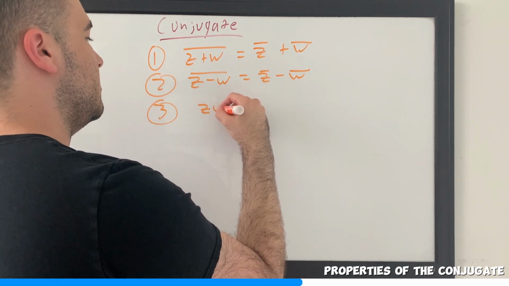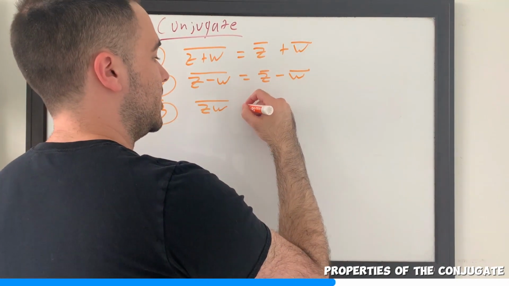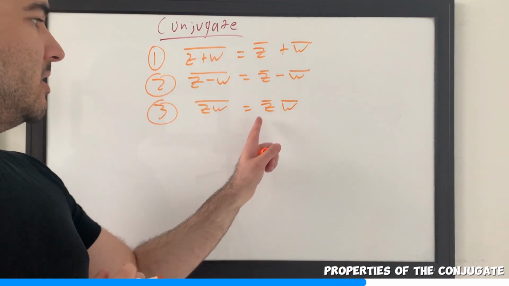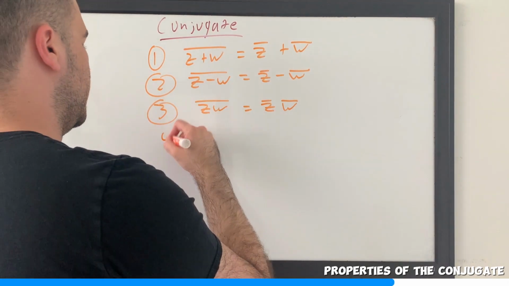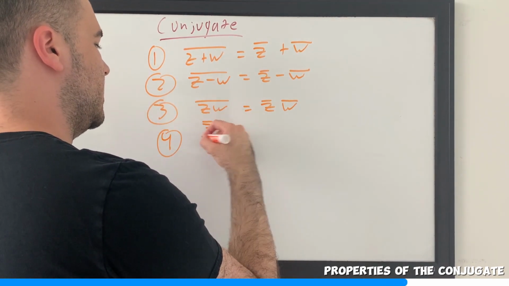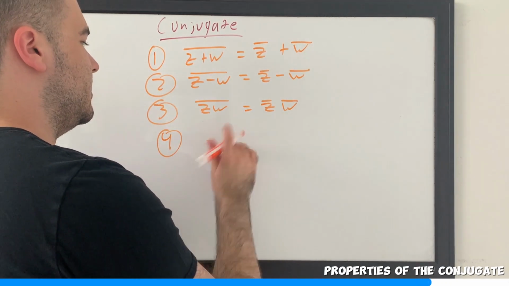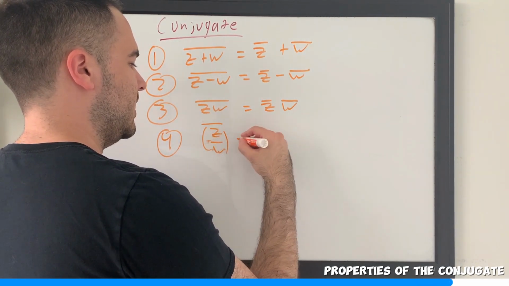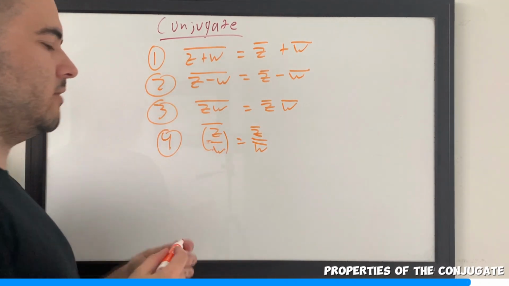If you multiply two conjugate numbers together and take their modulus, it is the same as taking the conjugate of both of them and multiplying them together. And finally, the fourth property is if you take the conjugate of z over w, it is the same as taking the conjugate of z over the conjugate of w.